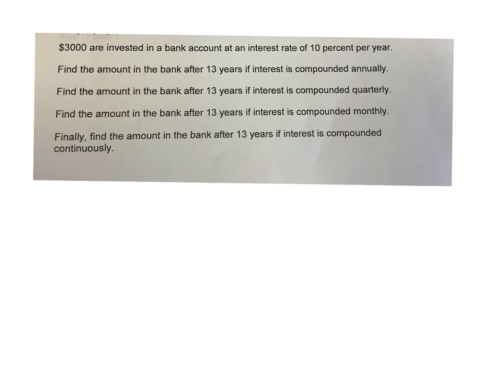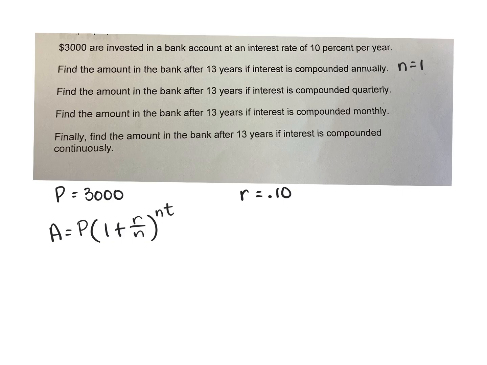So for each one of these problems, your principal is going to be $3,000. That part's not going to change. You also know that your interest rate is 10%, so that's going to be 0.10. So for the first one, you have 13 years. If it's compounded annually, that is N equals 1. So the amount that we are to expect is the principal times 1 plus R over N. And then you're going to raise that to the power N times T.